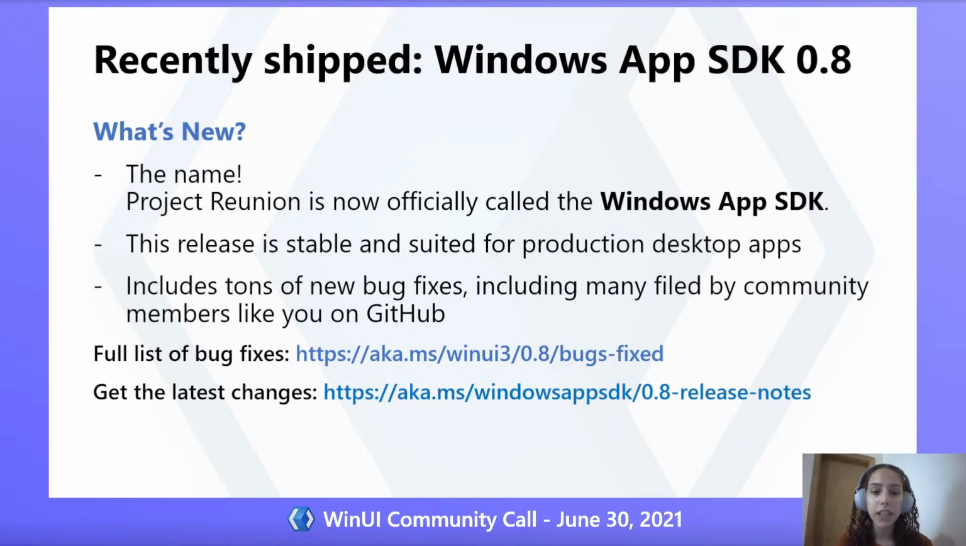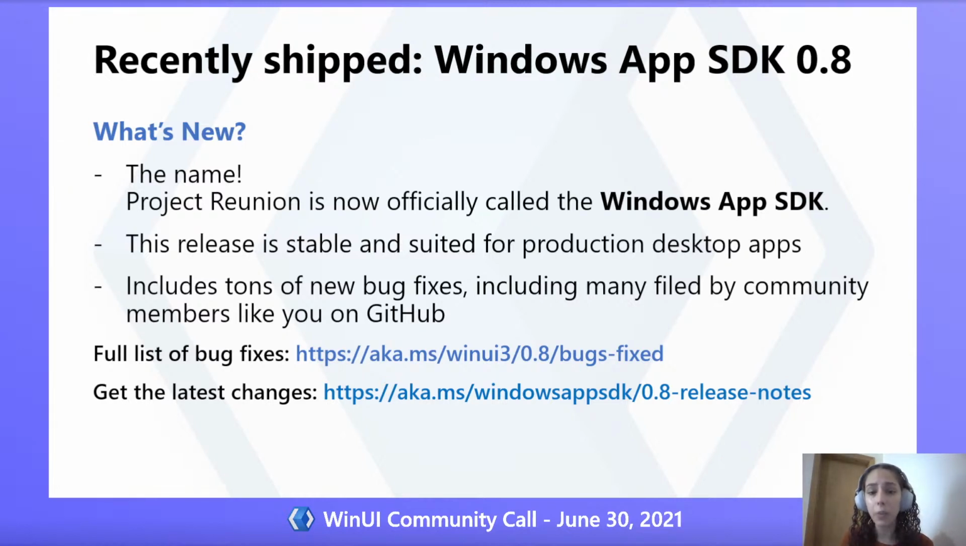So this latest release is stable and it's suited for production desktop apps that you can ship to the Microsoft Store. It includes tons of new bug fixes, including many that were filed on GitHub by community members like you. At some of the links here, you can find our full list of bug fixes. If you filed a bug that was fixed in this release, you should have received a comment on the issue, and I probably closed it. But if you're curious to see all the bugs, we have a list here.